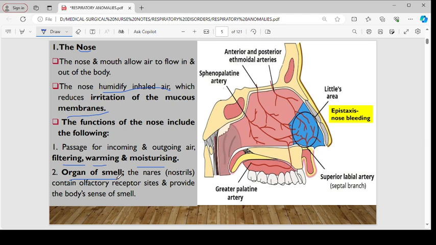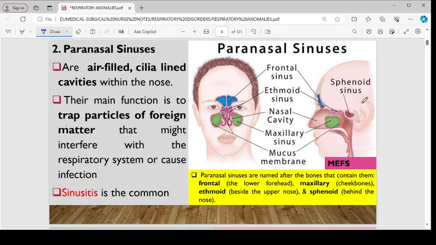We have the nares, the nostrils, that contain olfactory receptor sites. These provide the body with a sense of smell. In terms of pathology of the nose, we have an area characterized by blood vessel endings, referred to as the Little's area. This area is prone to epistaxis, which is commonly referred to as nose bleeding.